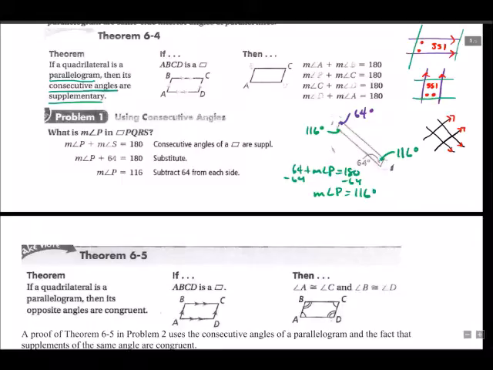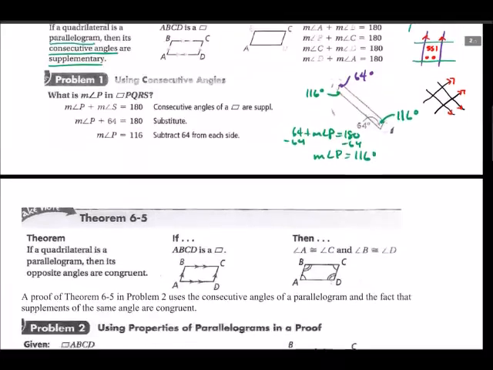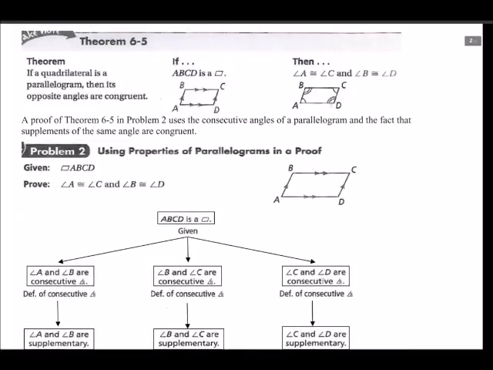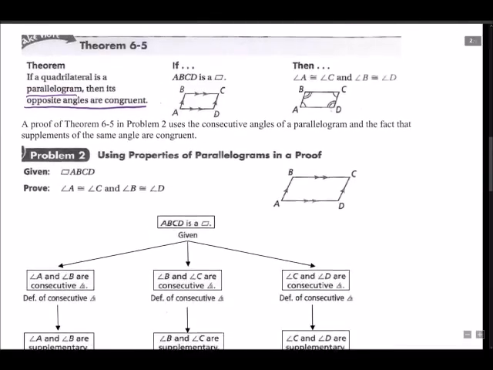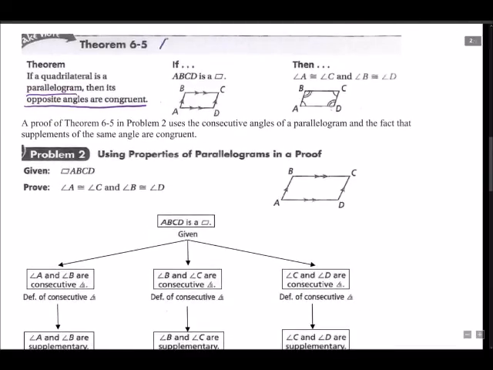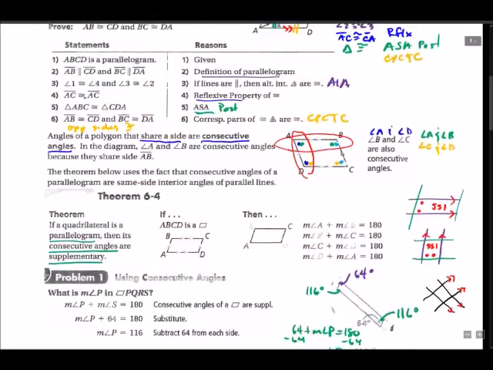Well, this is going to lead us to our next theorem. This says if a quadrilateral is a parallelogram, opposite angles are congruent. And we just saw that in our picture, right? Look at our opposite angles are congruent. So parallelogram, opposite angles are congruent.